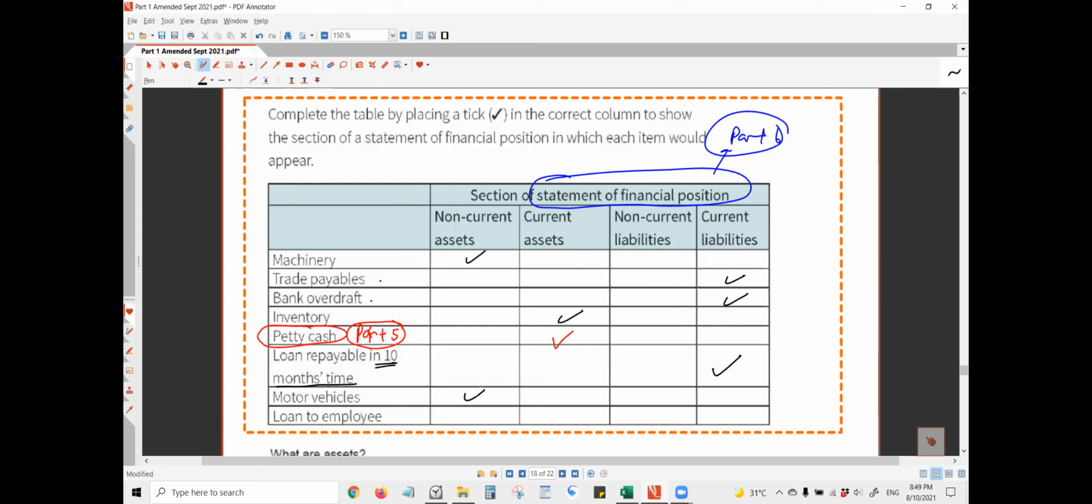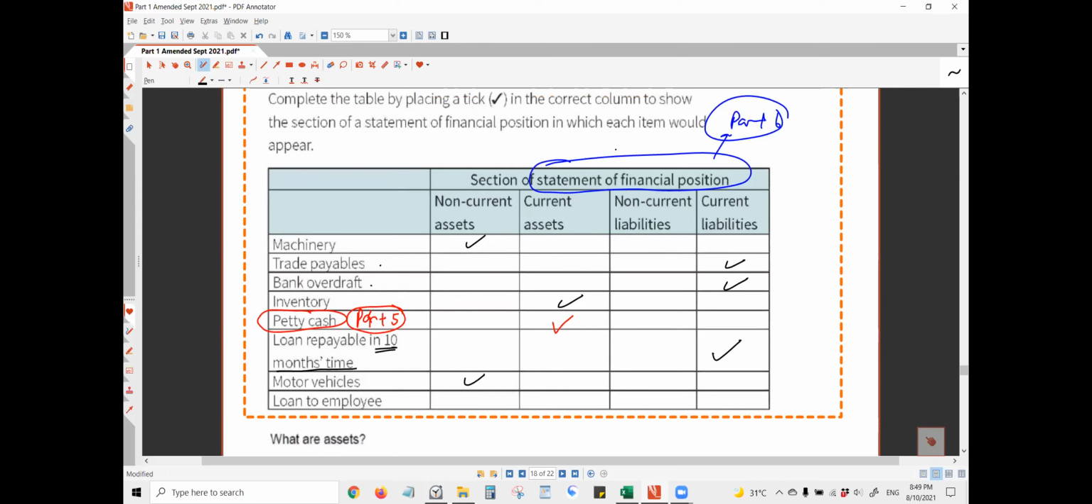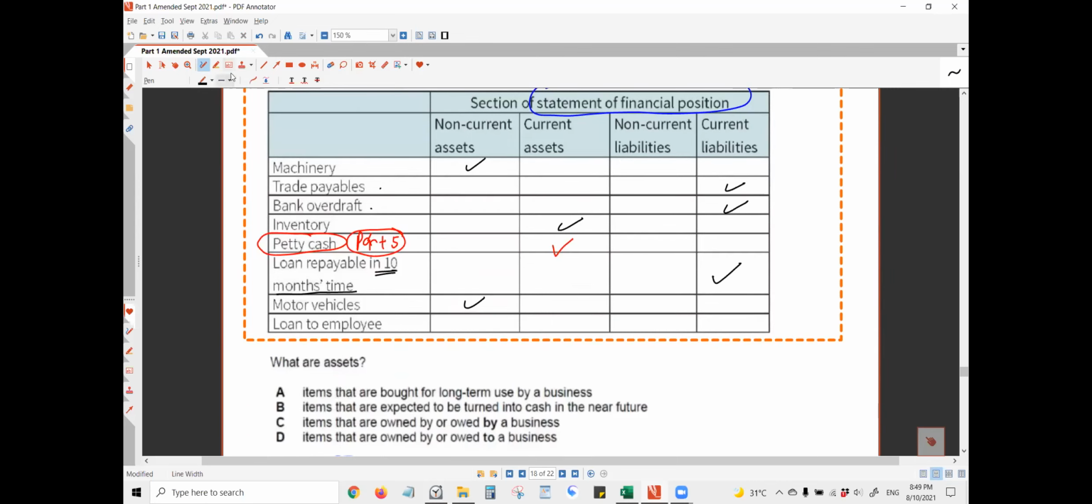Now, loan to employee. You have to know what it is. You focus on the preposition to. I'm not too sure about the grammar. So you focus on the word to. Loan means borrowing. Borrowing to employee.